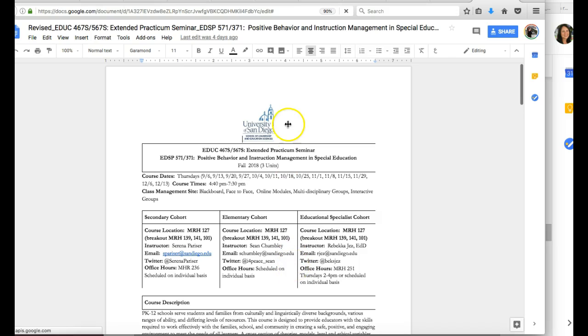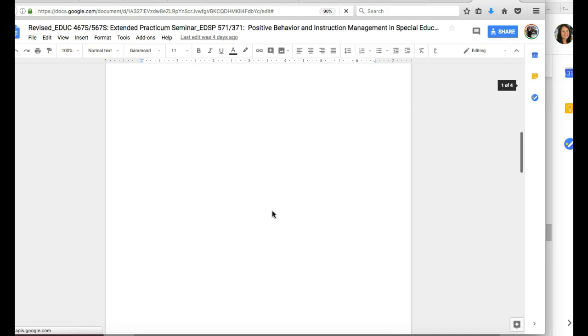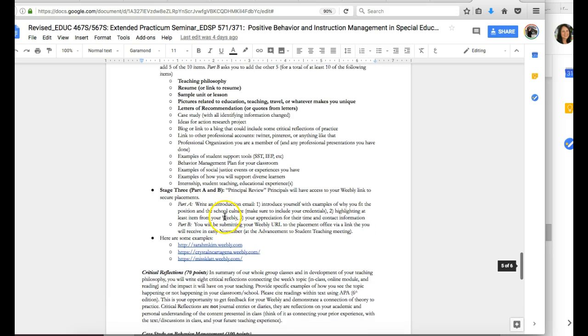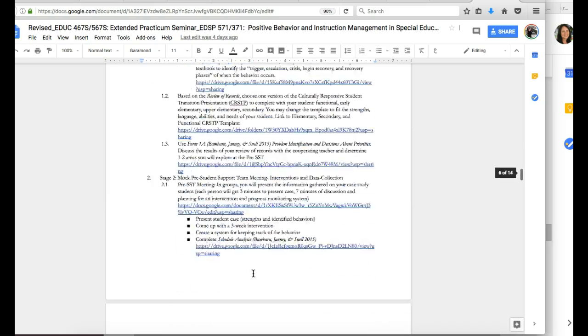Sean will also be guiding you on this part of your Weebly, which is you're going to create an introduction email that you would write to a principal. So you'll introduce yourself with examples of why you fit into that position and the school culture, and also include your credentials in that first part. Highlight some item on your Weebly and then give them a link to your Weebly, and then just give them appreciation for taking the time, and then your contact information, of course, as well.